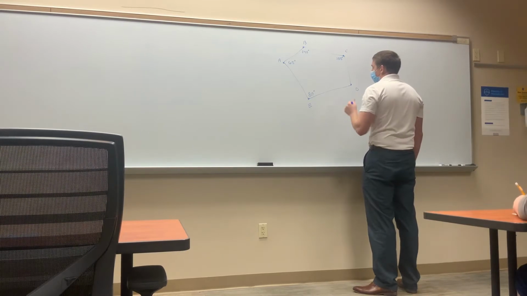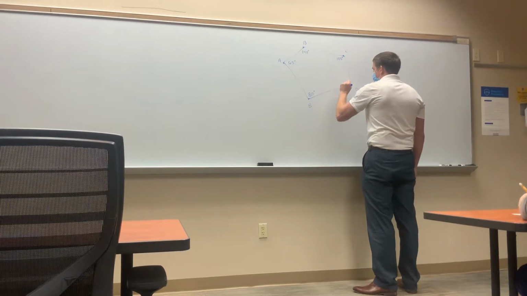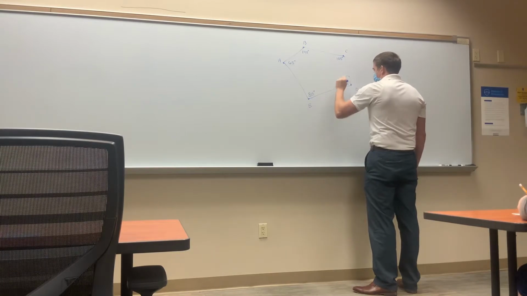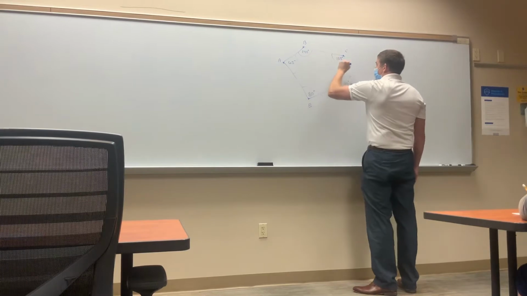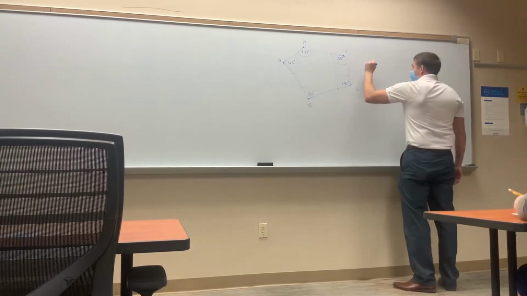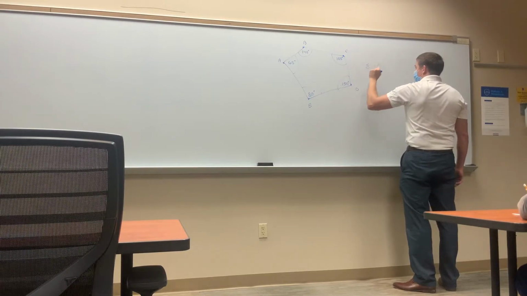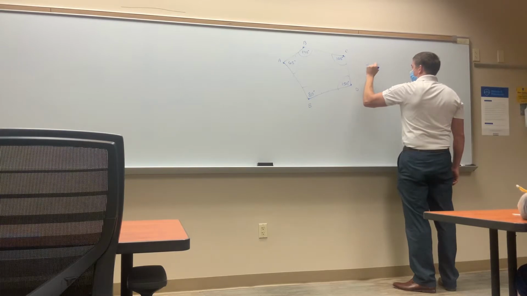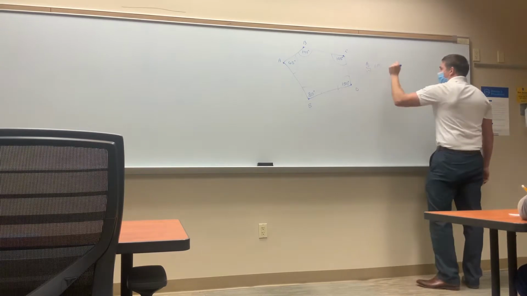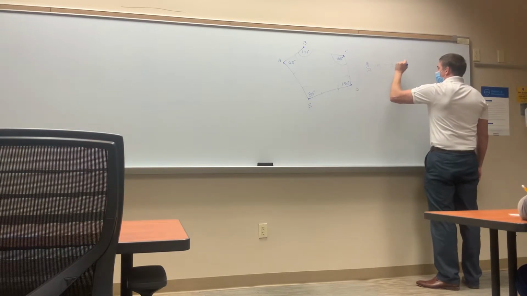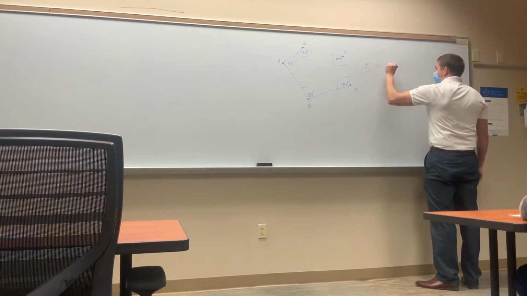This one's 150? Yeah. Okay, the sum of these two internal angles. The sum of the internal angles equals n minus 2 times 180.